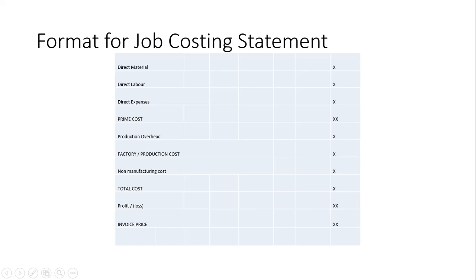Then we have the production cost, plus the non-manufacturing cost. Examples of non-manufacturing cost are selling cost, administration cost, and distribution cost. Production cost plus all these costs gives us the total cost here. Then total cost plus the profit gives us the invoice price or selling price. Okay.